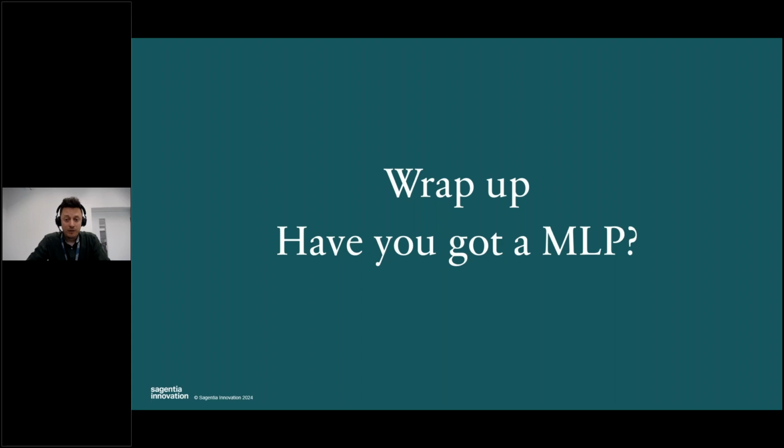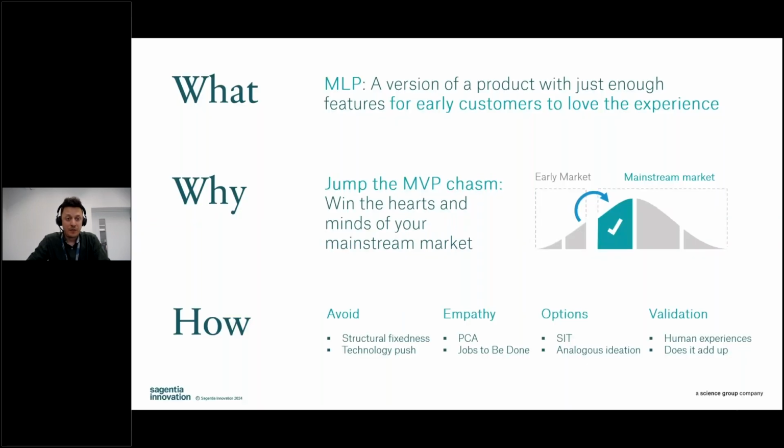So to wrap up, have you got an MLP? So what were we talking about? Well, MLP, Minimum Lovable Product, is a version of a product with just enough features for early customers to love the experience. And why are we talking about this? We want to jump the MVP chasm. We've got to win the hearts and minds of the mainstream market. Make sure the things we're doing are lovable, people are using and loving the product experiences, not tolerating it.